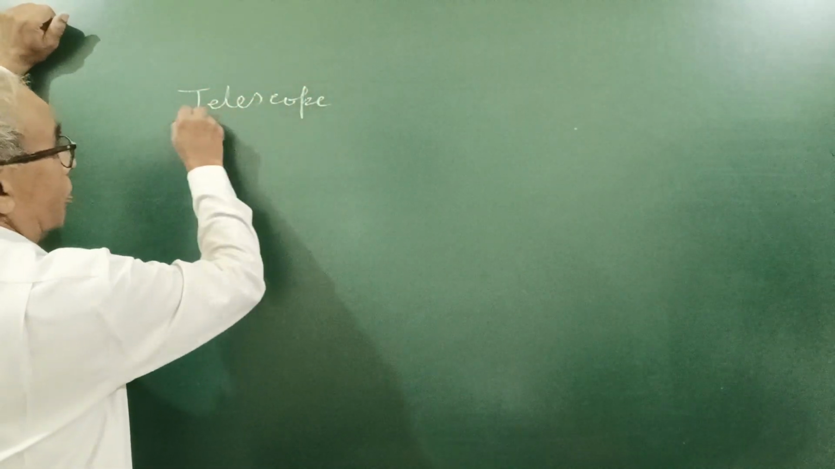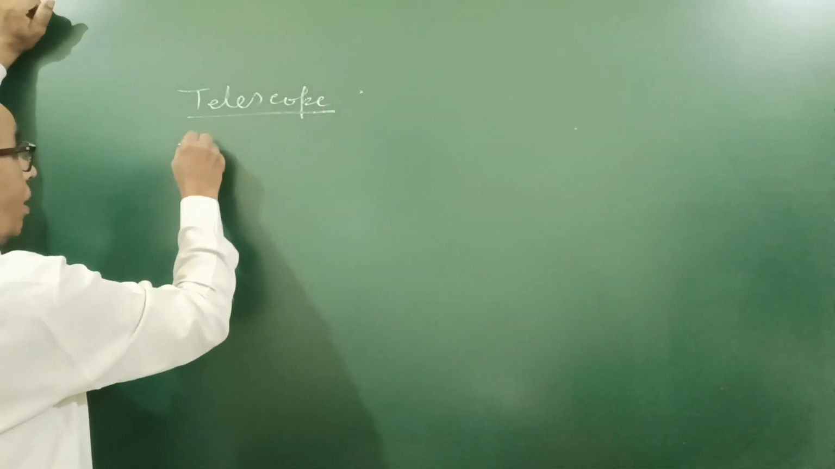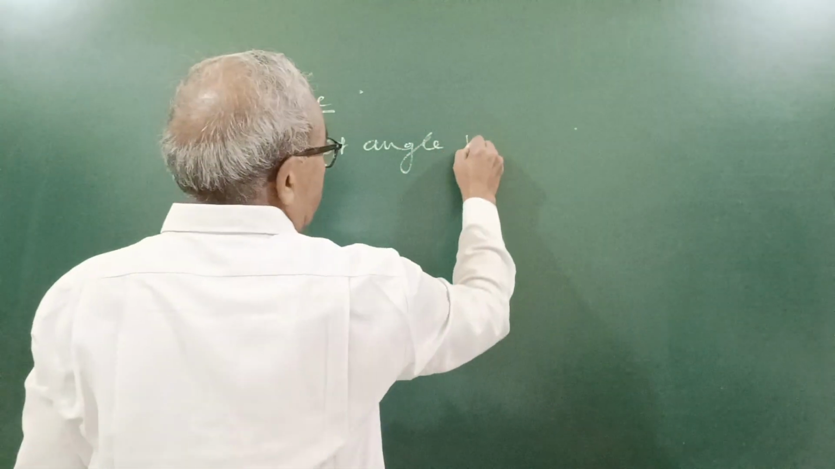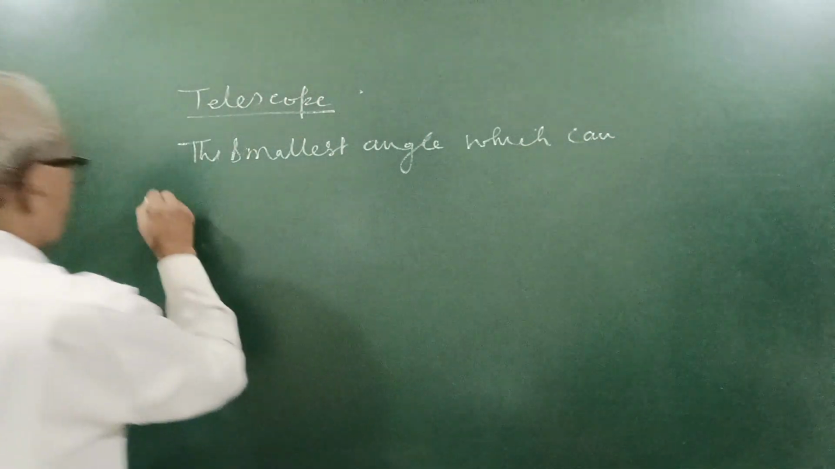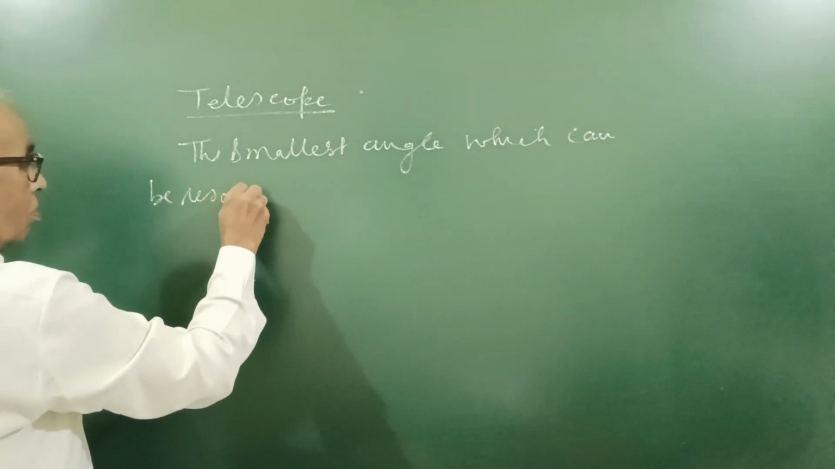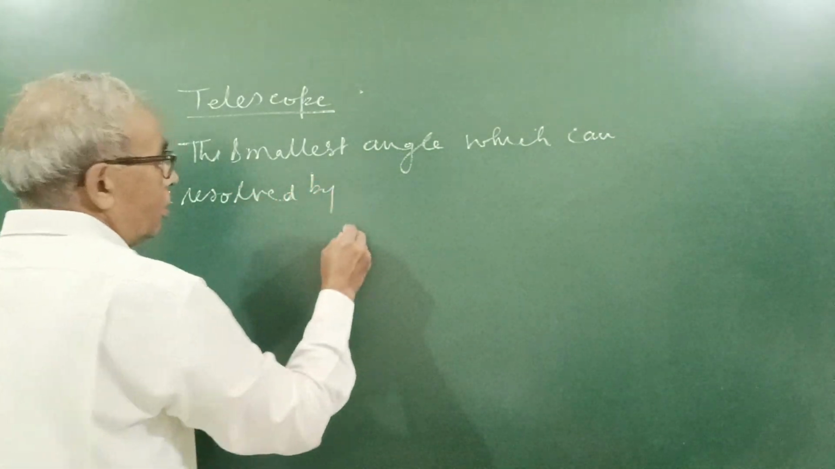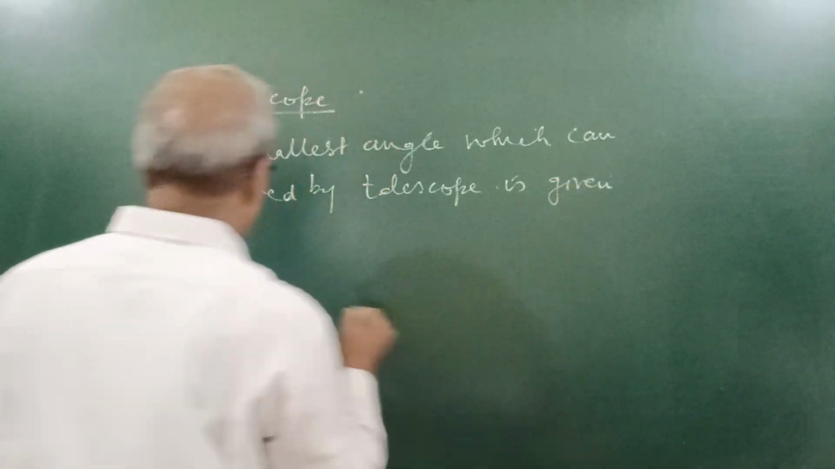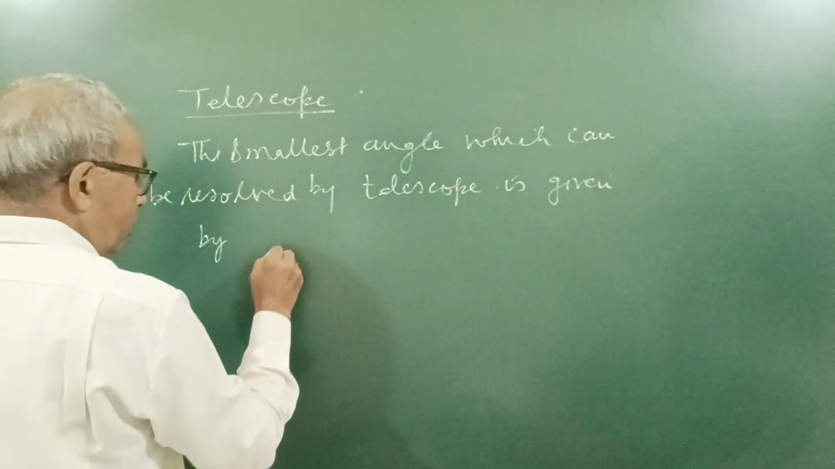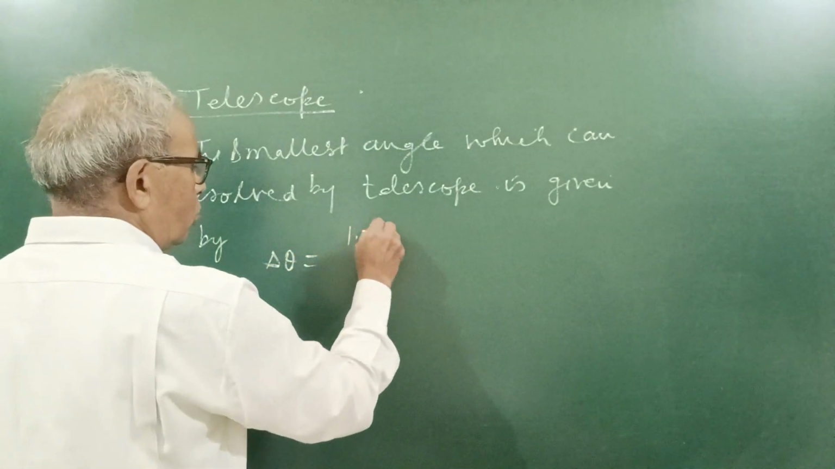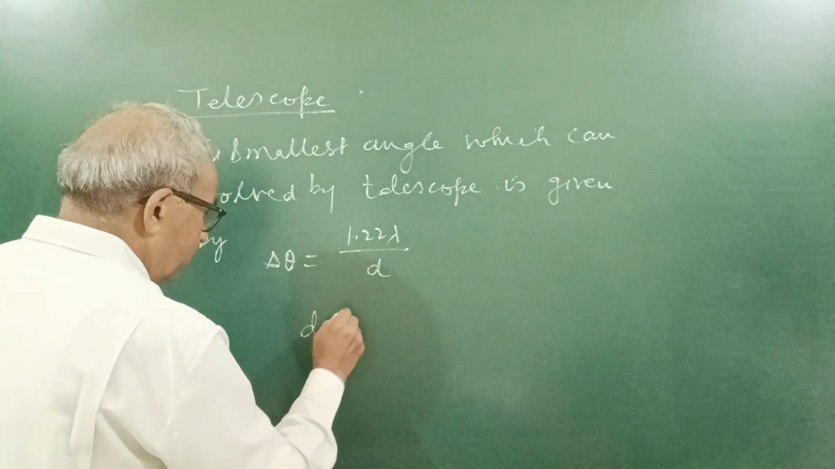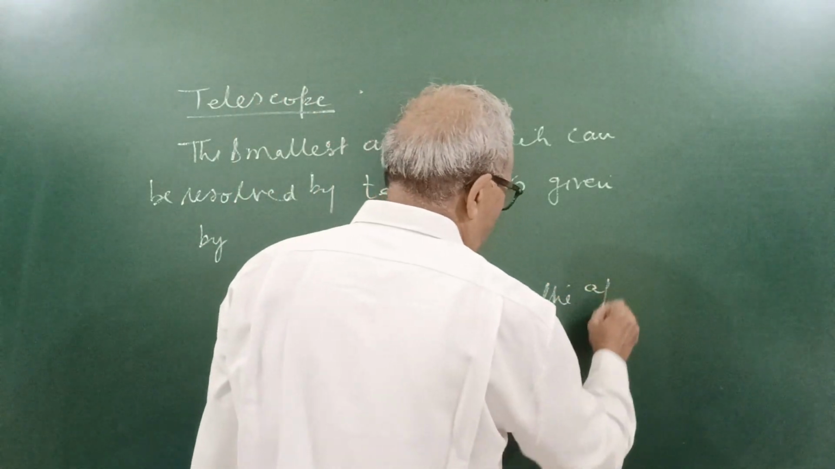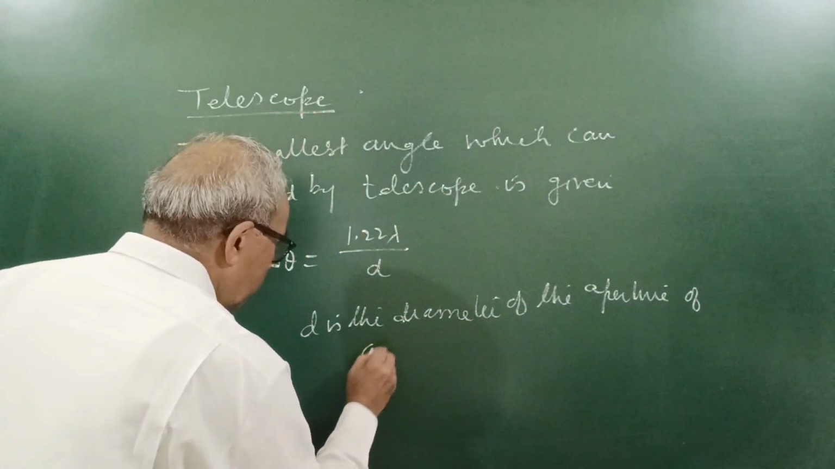Now in the case of a telescope, the smallest angle which can be resolved by a telescope is given by delta theta equal to 1.22 lambda upon D. D is the diameter of the aperture of the objective lens.